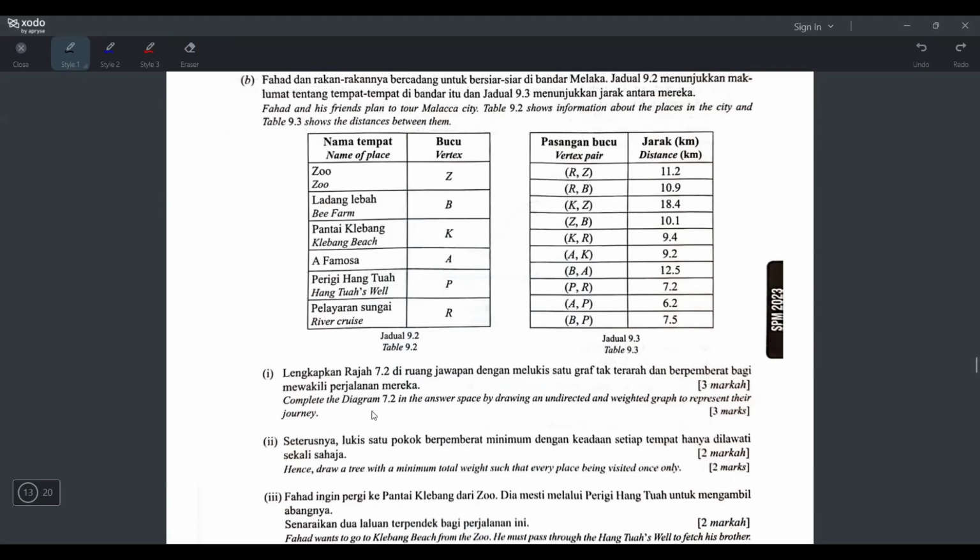Number one, complete diagram 7.2 in the answer space by drawing an undirected and weighted graph to represent their journey. Okay, I always teach my own student, I always tell them, if the soalan asks you to draw graph, you better check whether they want directed or undirected, weighted or unweighted. Because let's say if they want directed, but you didn't put the arrow, then it's like rugi already, you hilang markah. So always baca betul-betul and see what they want. So this question, they want undirected, so no arrow, graph yang tak terarah, tak ada arrow, but they want it to be weighted. It means that later all my lines, my edges, dia kena label dengan distance lah. This is the weight.